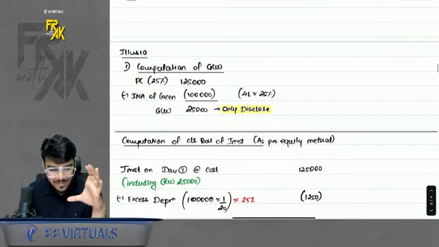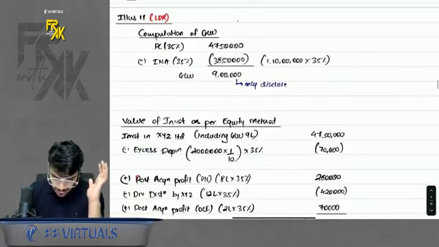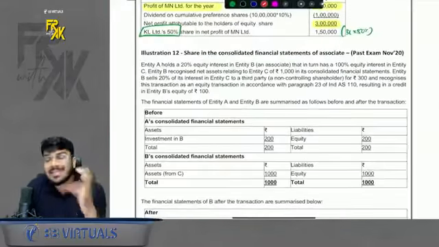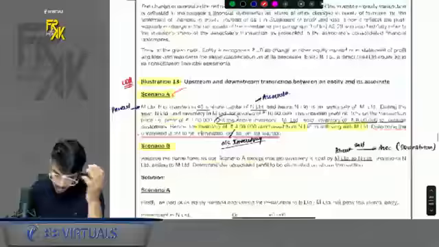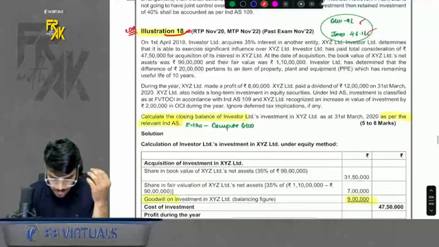Now, based on this example, we have done 3 illustrations. Illustration number 10 is simple. Illustration number 18, we will discuss, because it is important. So instead of discussing 3 similar examples, we will discuss one question. Okay, so let's say there was illustration number 18.